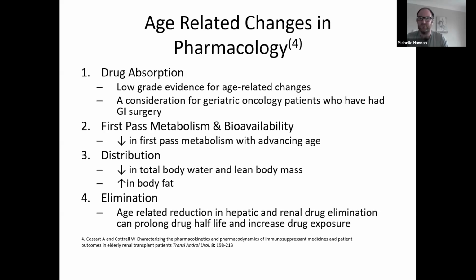And then elimination, age-related reduction in hepatic and renal drug elimination. It can prolong the drug half-life and increase then the exposure to drug. And we see that in particular in corticosteroids with renal elimination, because, as I said, not only is the mineralocorticoid effect of a corticosteroid agent having a heavy influence on physiological things that are happening within the body in the renal system, but also the majority of these drugs are primarily eliminated by the renal route. So if we have impaired renal function, it can disturb the action of the corticosteroid, but also prolong the exposure of the patient to the dose that you're giving them.